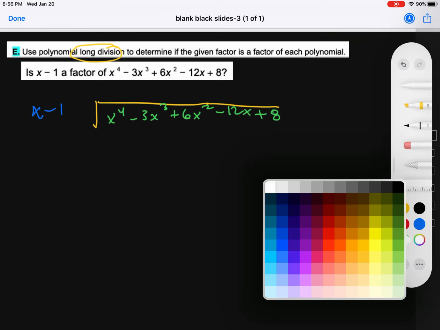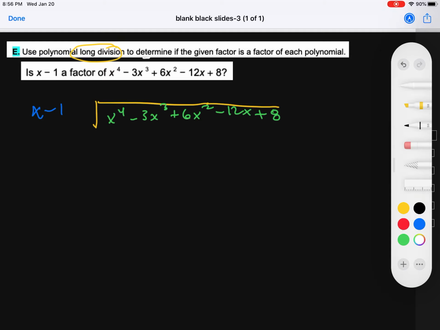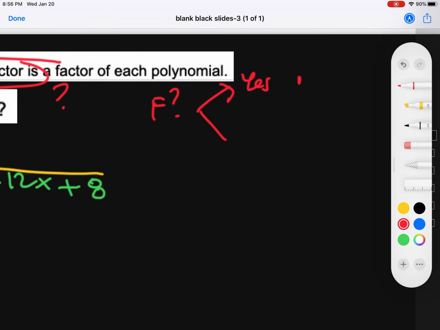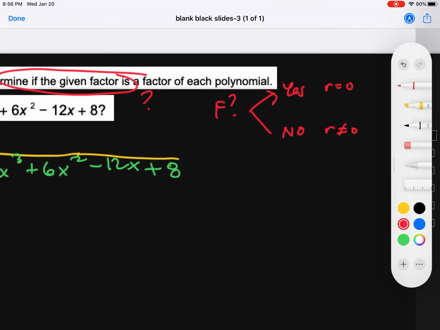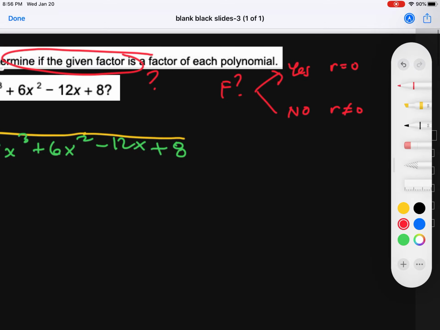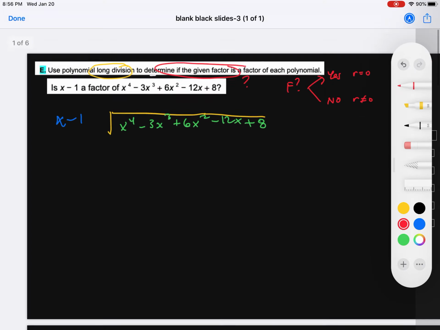It tells us they want us to determine if it is a factor. Well, how do you know if it's a factor? Yes, it is a factor when your remainder is 0. Is it a factor? No, if you have a remainder. So your remainder is not equal to 0, meaning it's something else. So that is actually the factor and remainder theorem in a nutshell.